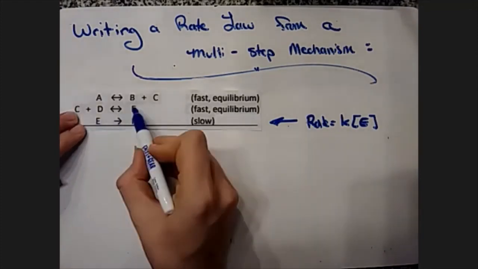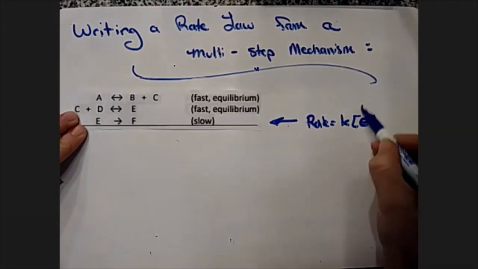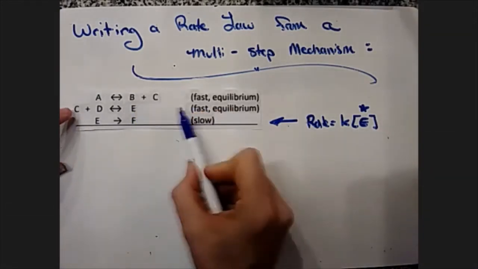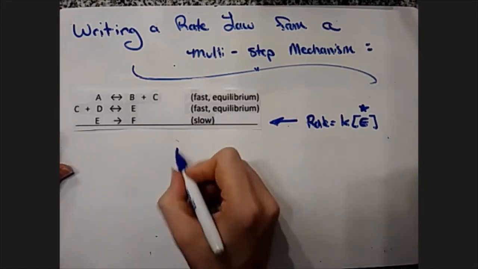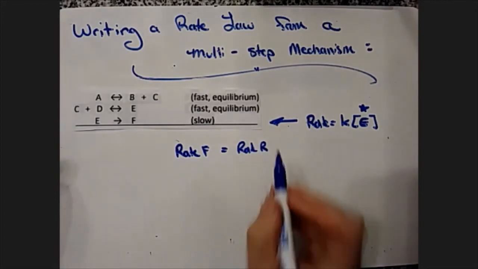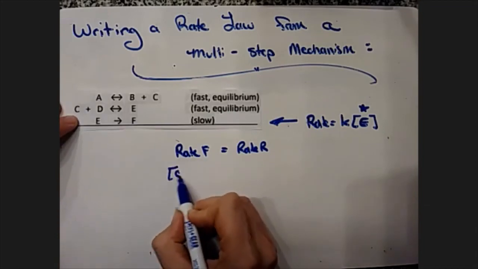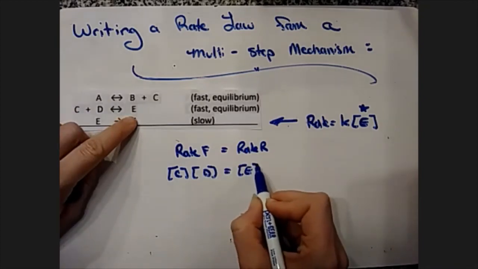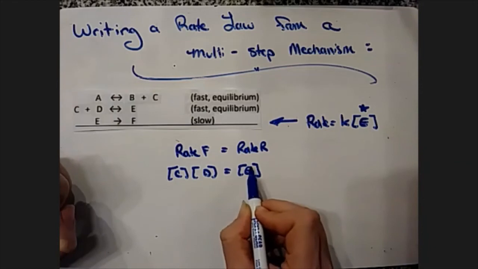Unfortunately, E is an intermediate. E is first made in this previous step and then consumed. So I am not allowed to have E in that equation at all. So I'm going to go up to the previous step, and notice it's labeled as being fast equilibrium. And that means that my rate forward equals my rate reverse. So I can write that beautiful little expression where I just eliminate the K's, but it would be C times D would equal E. And that's wonderful. I don't have to do any algebra to solve for my intermediate. I already have that done.